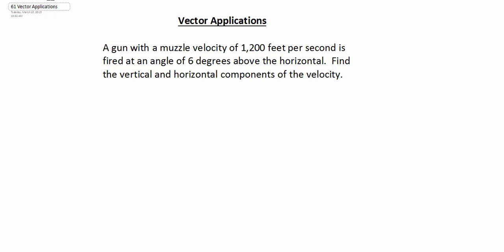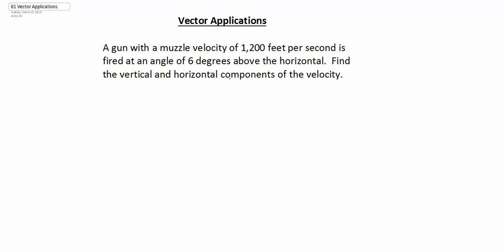This video is going to look at some applications dealing with our vectors. And the first one we have here is looking at a gun with a muzzle velocity of 1200 feet per second is fired at an angle of 6 degrees above the horizontal. And we want to find the vertical and horizontal components of the velocity.